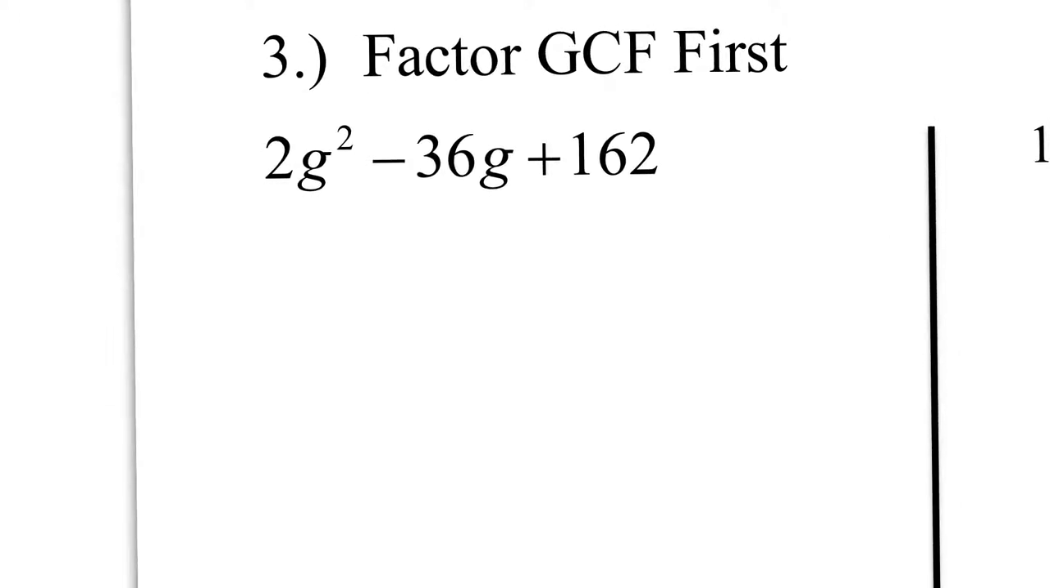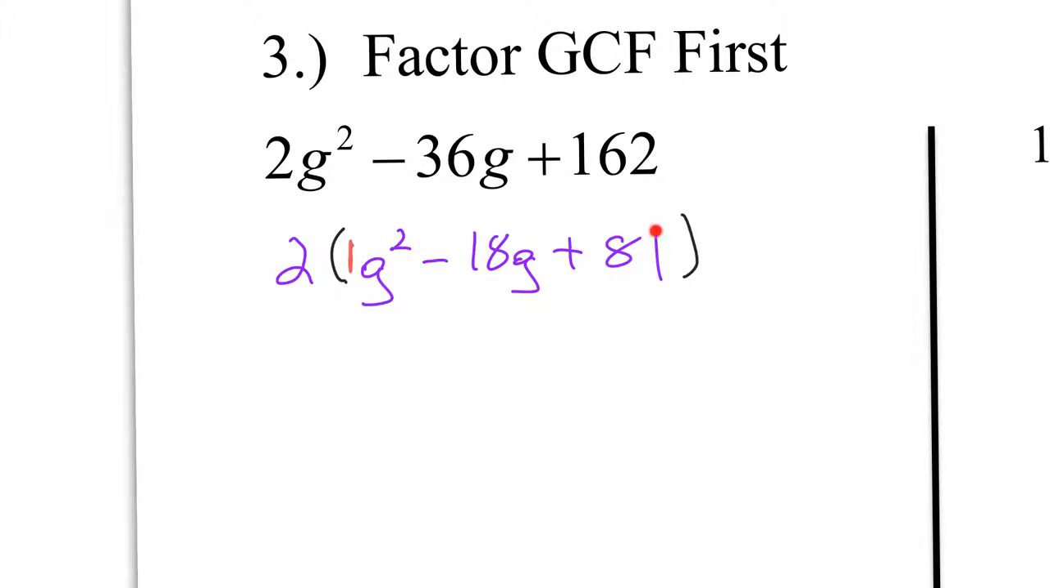So I'm looking at the numbers 2, 36, and 162. There's a trinomial. I know I can factor out a 2. So I'm going to put a big parenthesis, only one, and factor out the 2. When you take out the 2, you will get g squared minus 18g plus 81. I'm looking at the first term inside the parentheses. We have an invisible 1, and the last term is an 81. So that is a perfect square trinomial. They are both perfect square numbers.